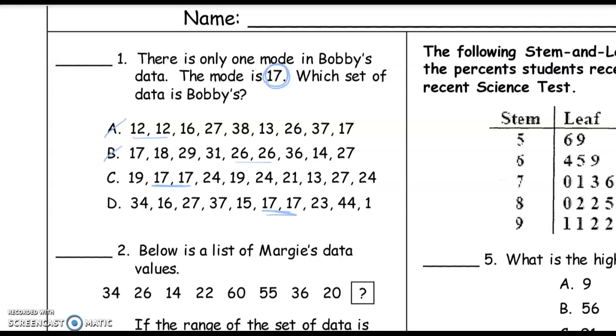This one also has a mode of 17, but there's not two answers because technically the mode for C is 24. You see how 24 repeats 3 times? So 17 is not the mode. So the answer is D. D is the only one where 17 is the mode.